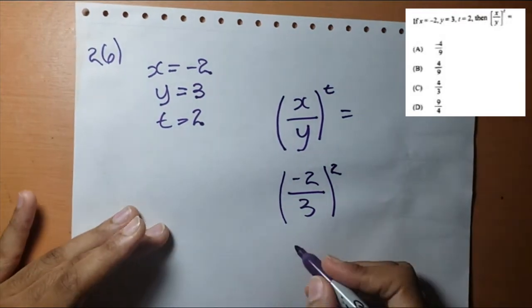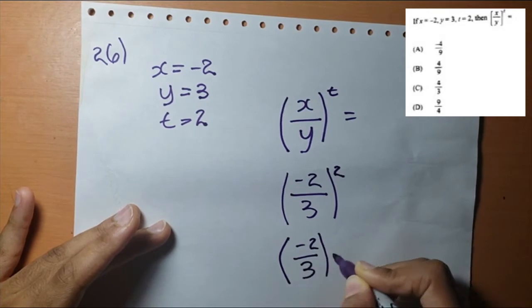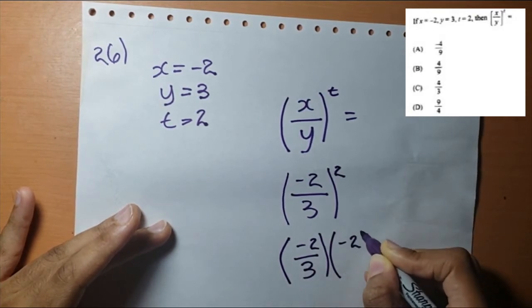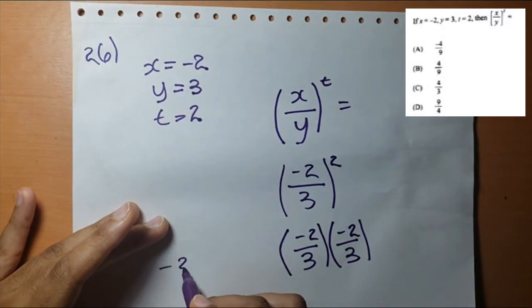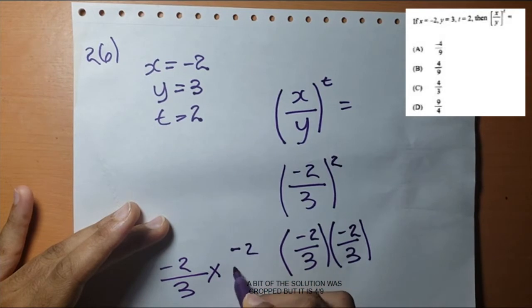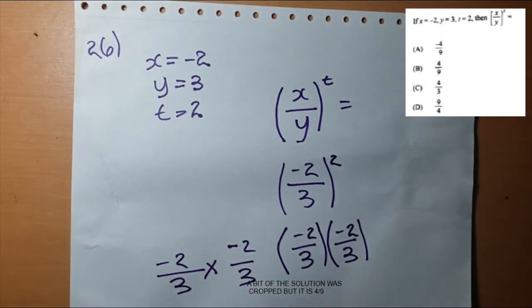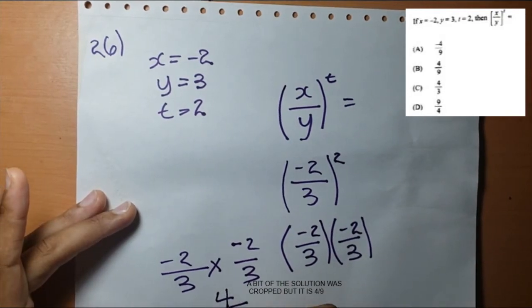Okay, so this is negative 2 over 3 times negative 2 over 3. Or if you want to have it like negative 2 over 3 times negative 2 over 3, it's the same thing. And then we just multiply this as usual. So negative and negative is going to give a positive. So that's 4 over 9.